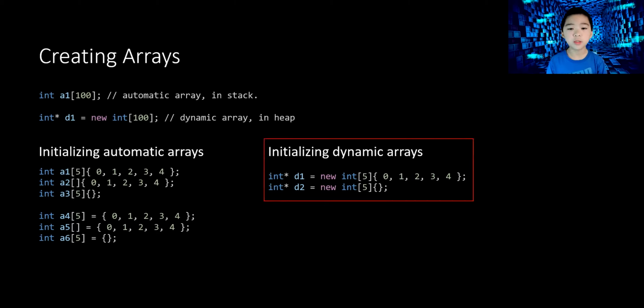There are also some ways to initialize dynamic arrays using the new operator and the star. The curly brackets will work the same way as the automatic arrays.